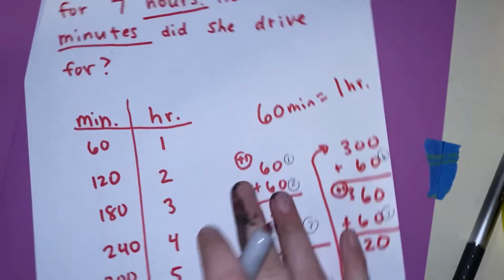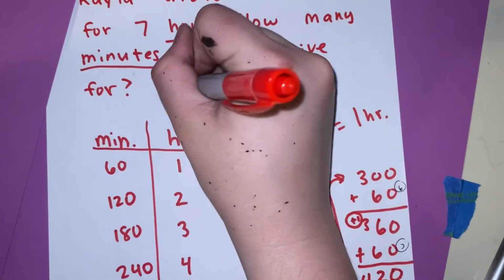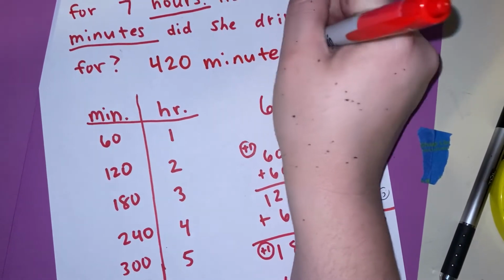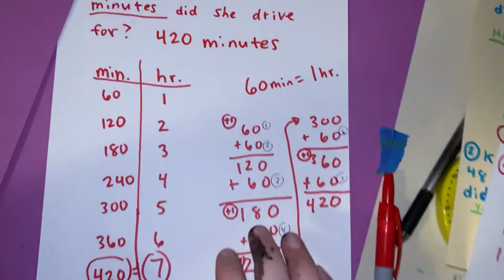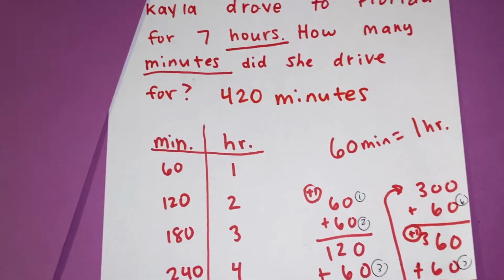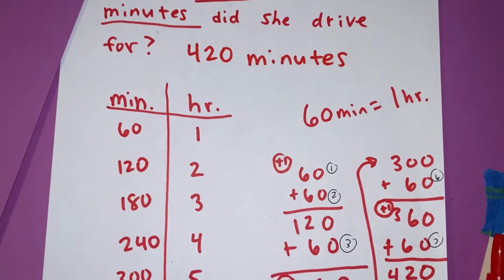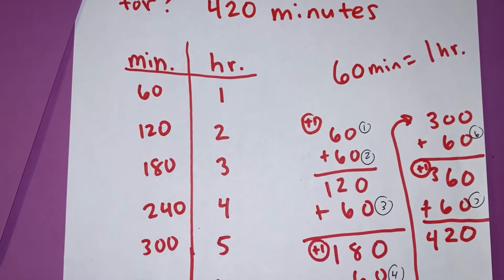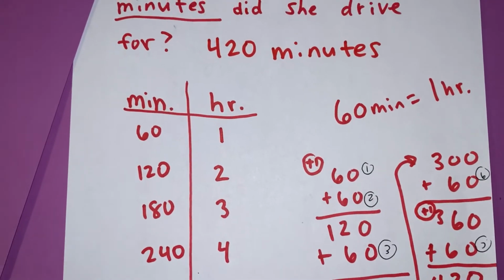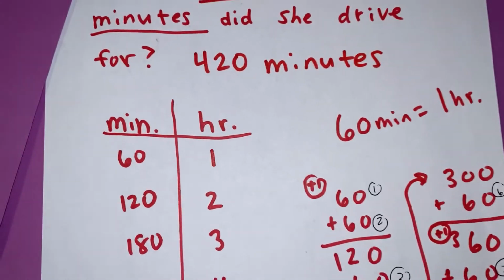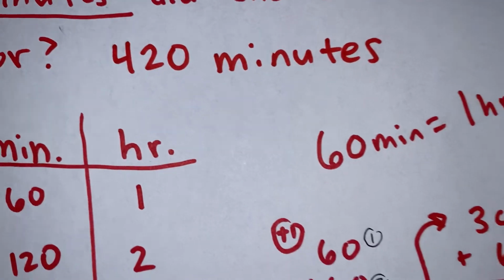So your answer to the question, you would have to put the units, would be 420 minutes. Because if you don't put minutes, I could think you're talking about seconds, hours, days, weeks. So when you're doing these kind of problems, you have to make sure that you put the units. So 420 minutes is equivalent to 7 hours. So your answer would be 420 minutes.